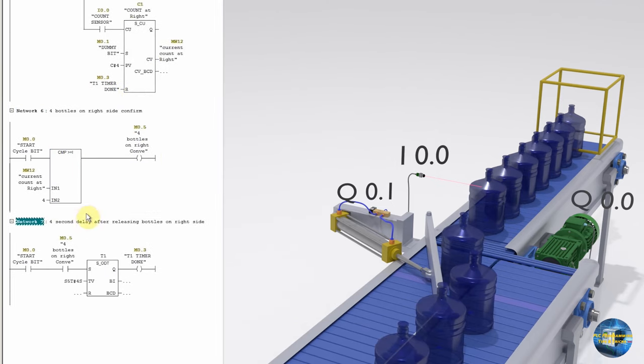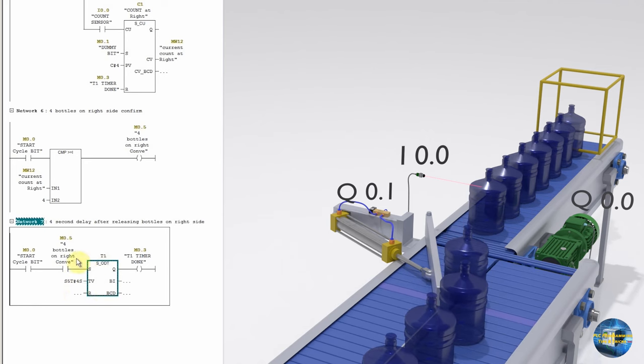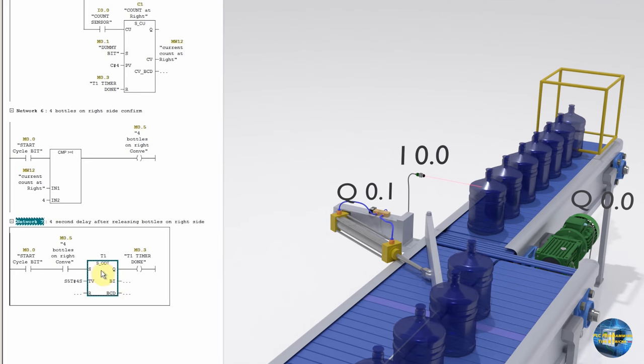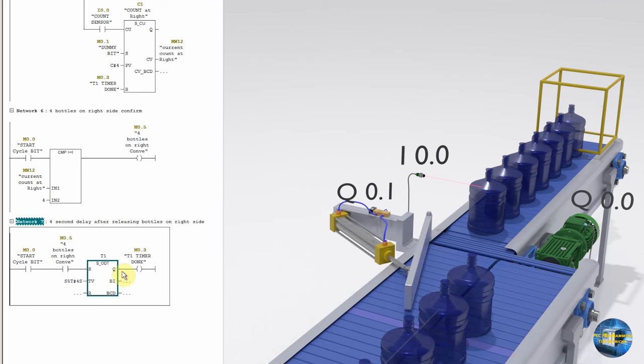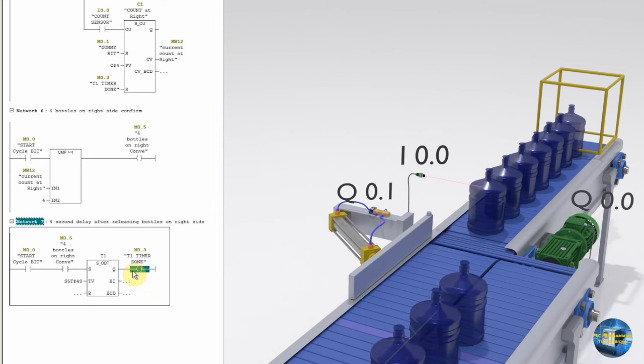In network number 7, this same bit M0.5 will turn on this on-delay timer for 4 seconds to create a delay to make sure that our diverter will stay towards the right side till all of these 4 bottles are transferred safely onto the right side conveyor. And after 4 seconds, it will turn on this M0.3 bit, which is the T1 timer bit.